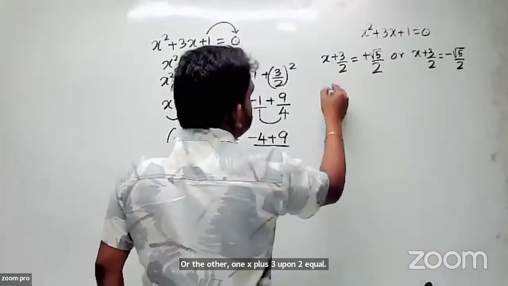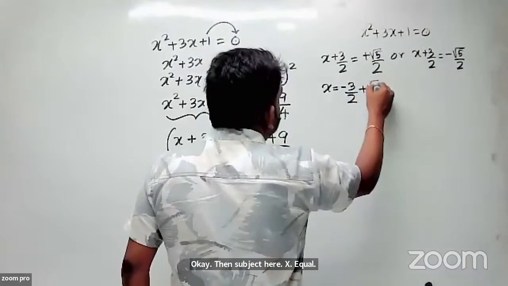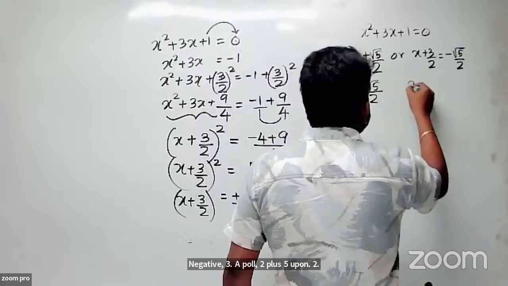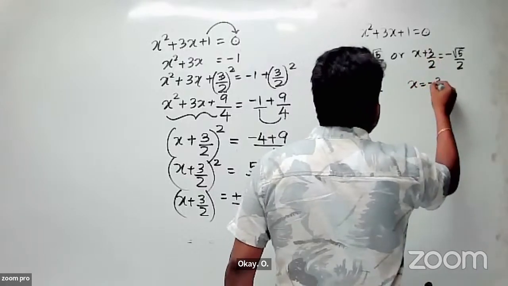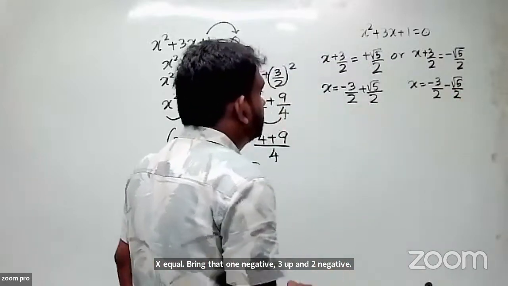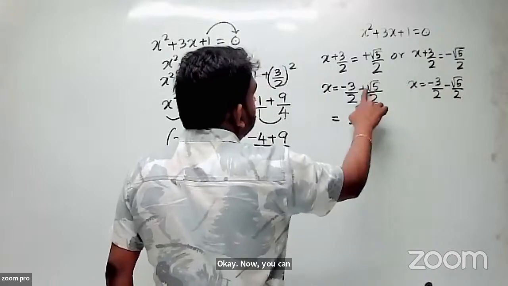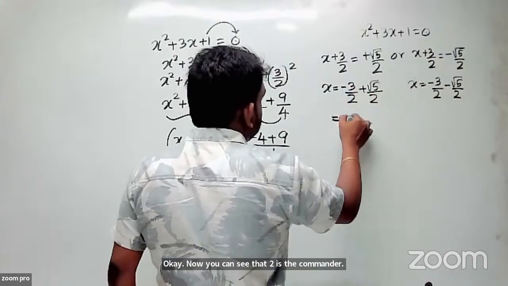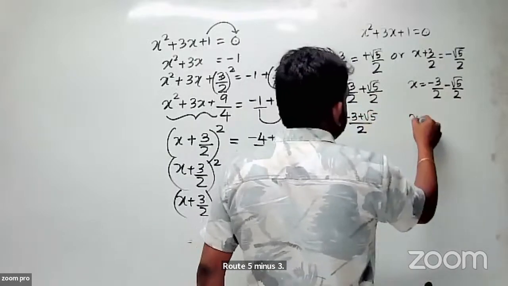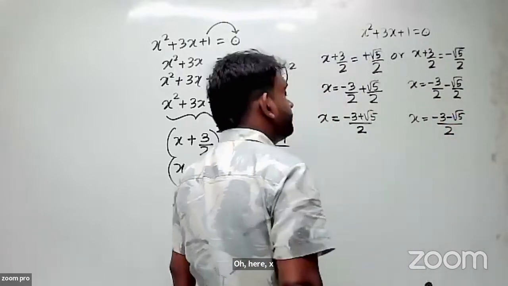Okay, then making x the subject, x equals negative 3 upon 2 plus root 5 upon 2. Or here, x equals negative 3 upon 2 minus root 5 upon 2. Now you can see that 2 is the common denominator: x equals minus 3 plus root 5 upon 2, or x equals minus 3 minus root 5 upon 2.